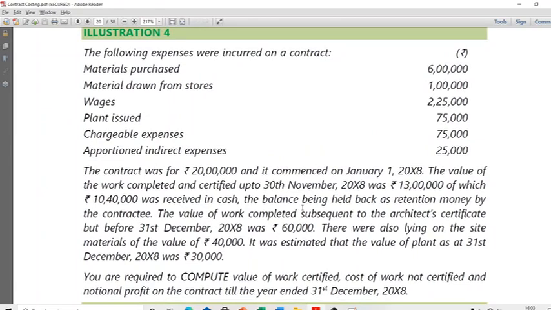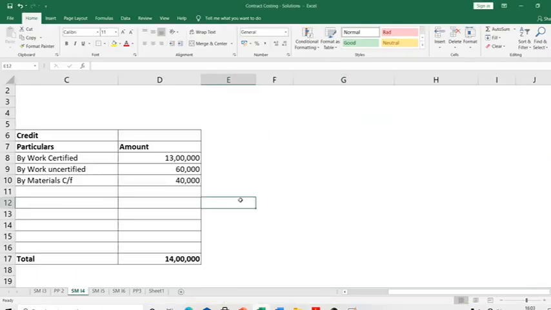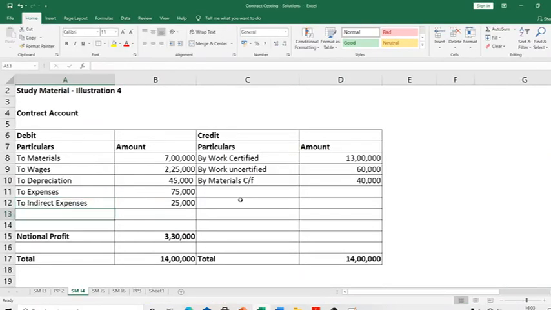Prepare a contract account. So in this question, what I want you to do is focus on two things. How is the contract account prepared, and what are the concepts that I'm going to discuss regarding certification of work and recognition of revenue and thereby recognition of profit. See, first thing I'm going to do is I'm going to prepare a contract account. Typical like any other account, I have a debit side and I have a credit side in this account.